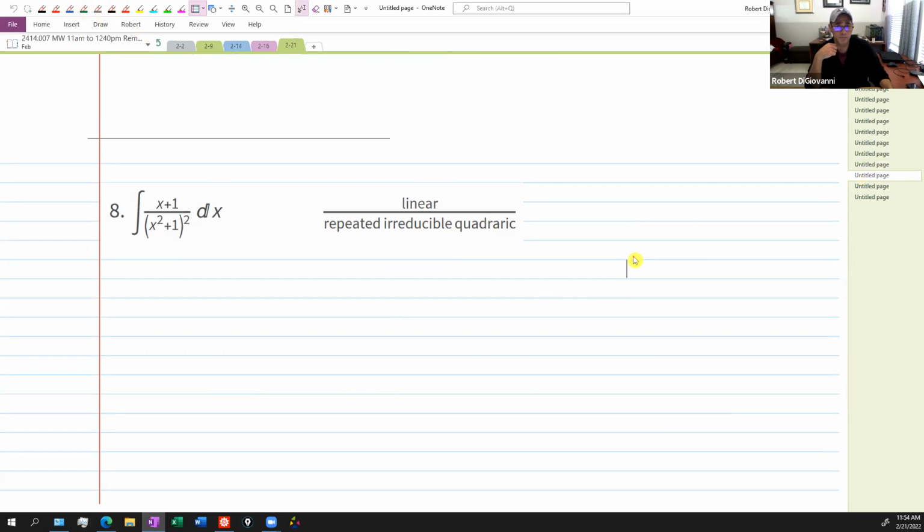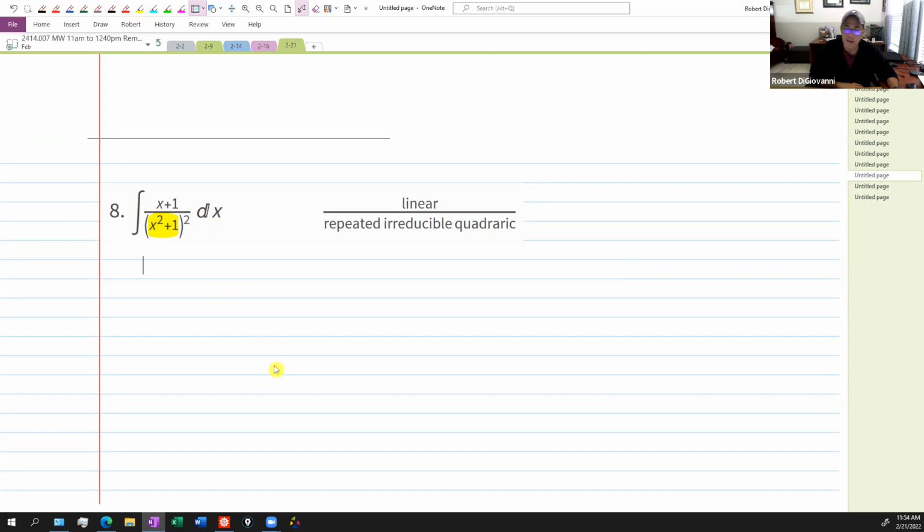Linear on top, right? That's a linear on top. And that's a repeated irreducible quadratic. Now, it may not look like it, but x squared plus 1 is irreducible. Like you can't factor it. If it was x squared minus 1, you could do difference of squares, but x squared plus 1 does not factor. So that, in fact, is an irreducible quadratic.